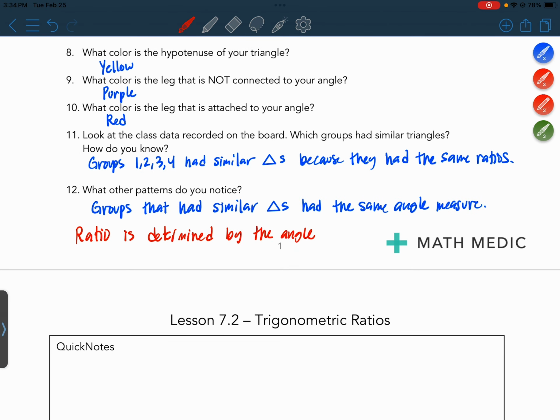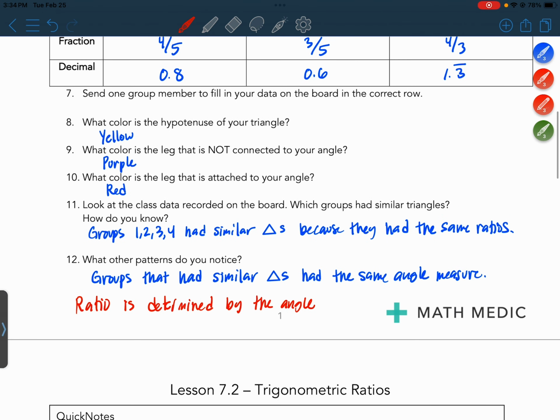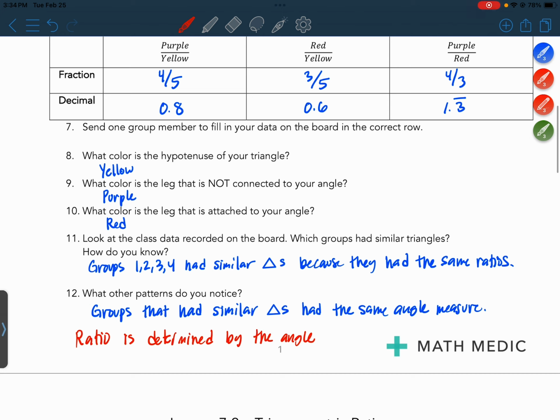All right, now working our way back towards the top, you had 3 different colored pipe cleaners. The yellow pipe cleaner was the hypotenuse of your triangle. The purple pipe cleaner was the leg that was not connected to your angle, and the red pipe cleaner was the leg that was attached to your angle. Let's draw a picture so that we can visualize what we're talking about here.